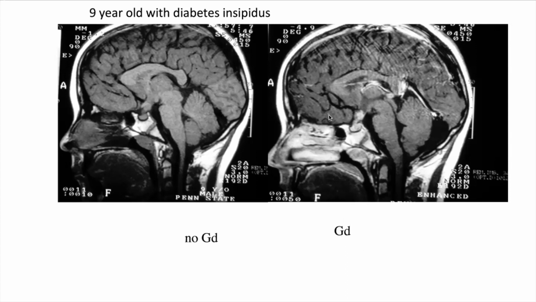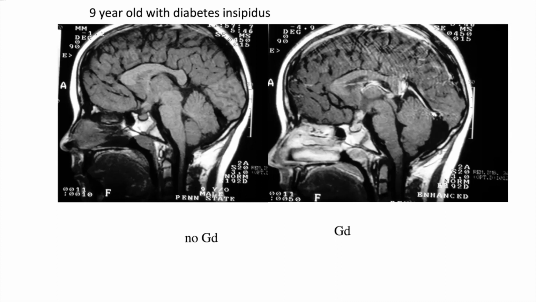This is a case of a 9-year-old, non-contrast scan and gadolinium scan. Here again, we see a suprasellar mass. The patient presents with symptoms of diabetes insipidus. You don't see the posterior pituitary gland. The presence of an enhancing suprasellar mass in a child with absence of the posterior pituitary should make you think about a germinoma, which this proved to be.